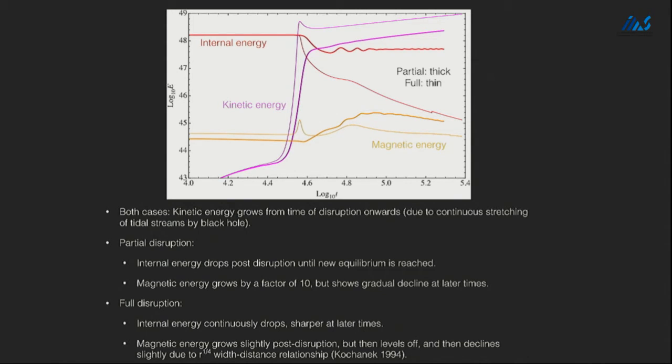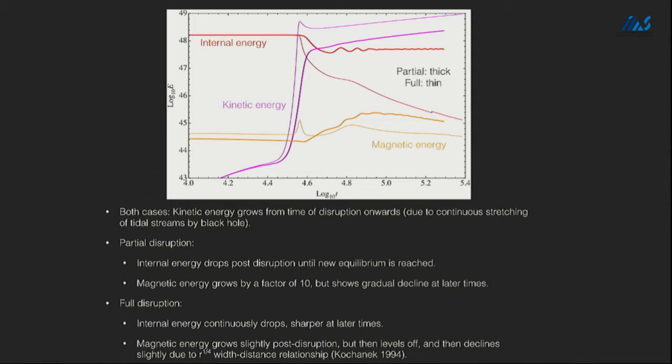And that's basically due to those vortices that you saw form shortly after the disruption. That's where most of this amplification occurs, when those vortices form. Once the vortices go away and the star settles down, you stop seeing amplification. In the full disruption case, the magnetic energy has a few blips in it related to the fact that the volume of the star is changing in a sort of complicated way during periapse.